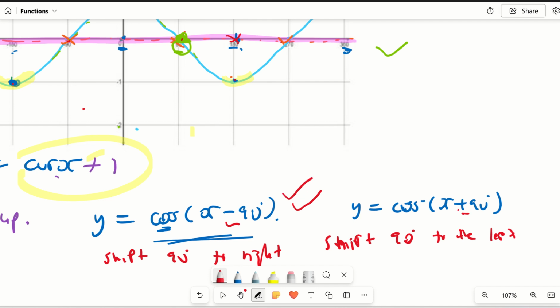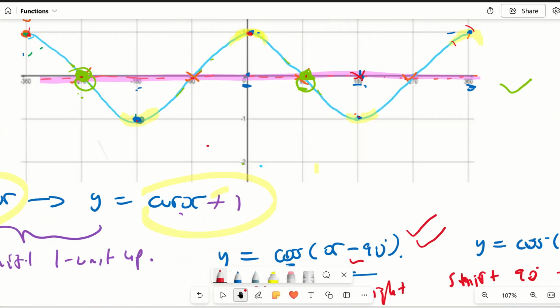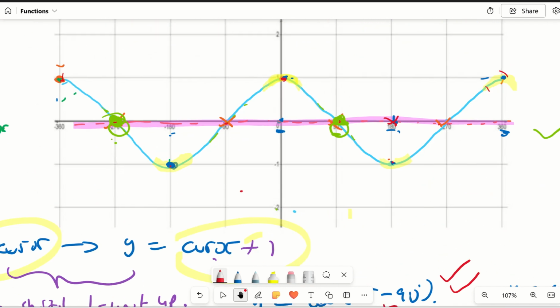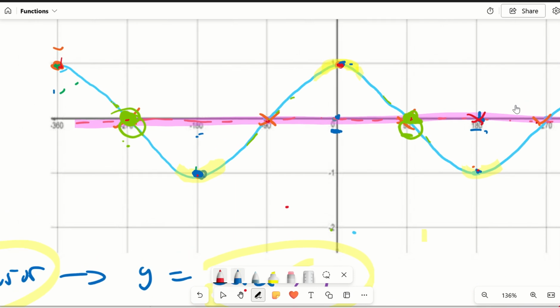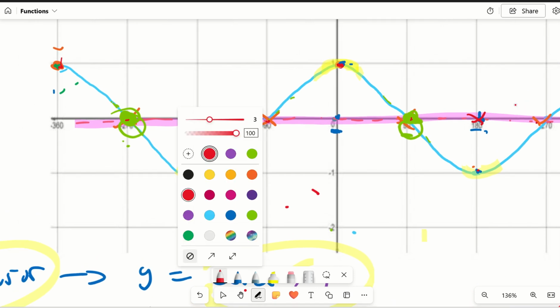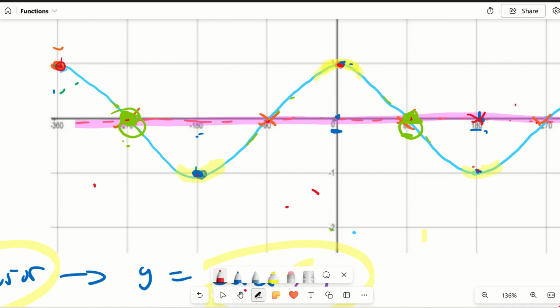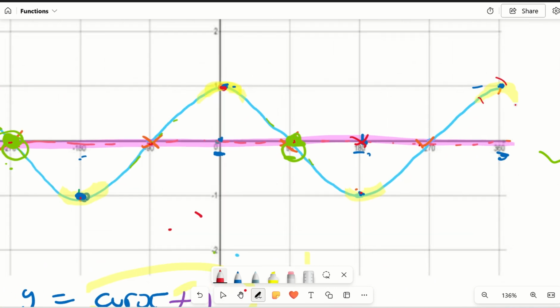So let us draw the function cos x minus 90 degrees. Every point just gets shifted 90 degrees to the right, since it's negative. We start with this point here, at 0. Shifted 90 degrees to the right, it's going to be there. I follow that with this point. It's going to be there, 90 degrees to the right.